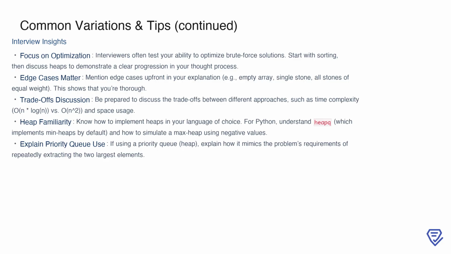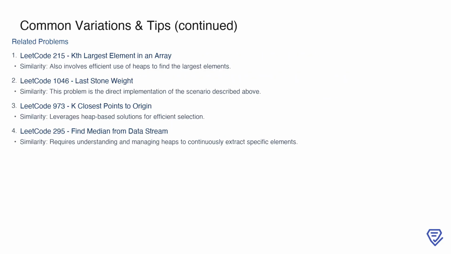Finally, if you use a priority queue approach, explain how it directly addresses the problem's requirement to repeatedly extract the 2 largest elements. This problem shares similarities with several other heap-related challenges, which can help you deepen your understanding of the topic. For instance, LeetCode 215, Kth Largest Element in an Array, also involves efficiently finding the largest elements using heaps. The current problem, Last Stone Weight, is essentially a direct implementation of the given scenario. LeetCode 973, K Closest Points to Origin, uses heap-based solutions to efficiently select specific points, while LeetCode 295, Find Median from Data Stream, focuses on managing heaps dynamically to extract specific elements over time. Exploring these related problems can enhance your grasp of diverse heap applications.